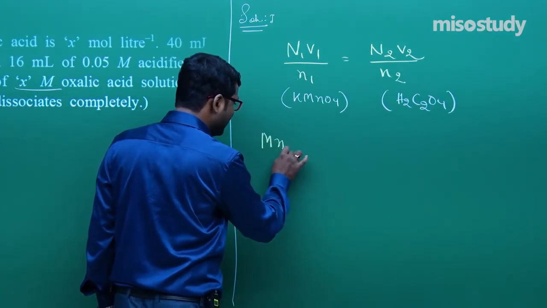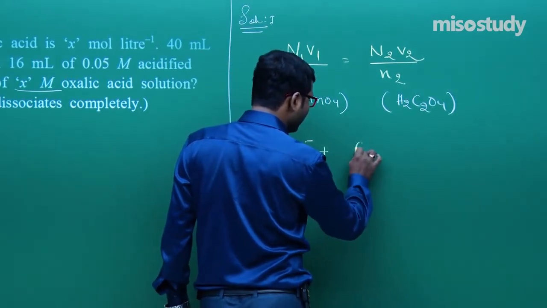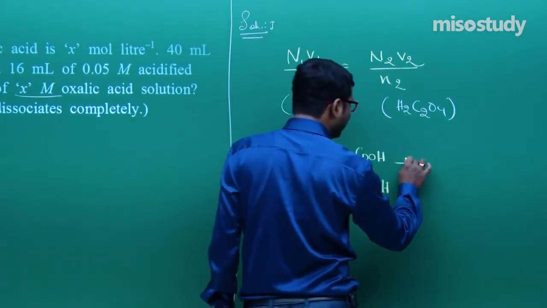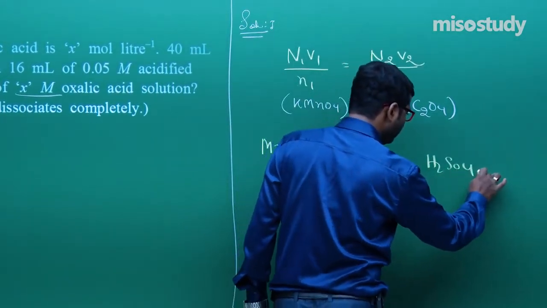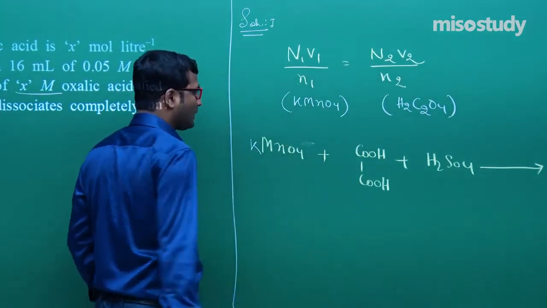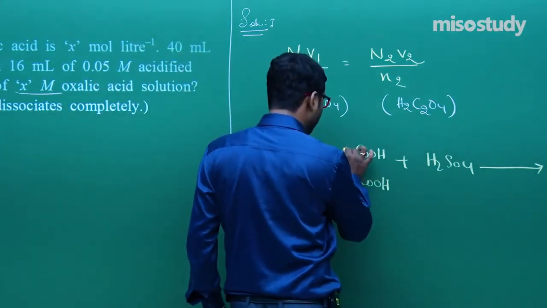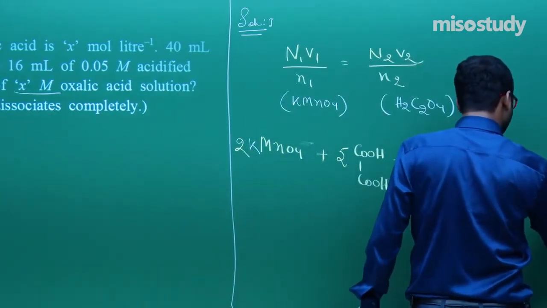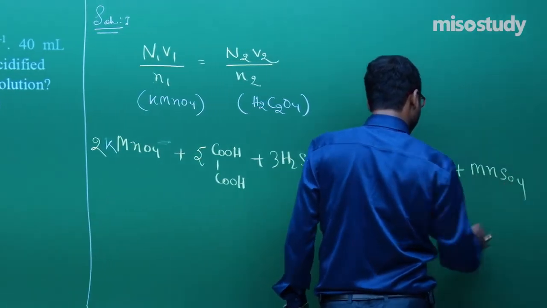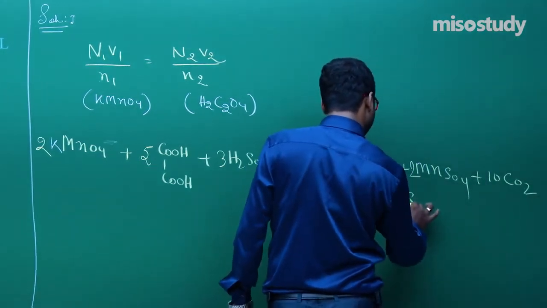What is the equation? That is MnO4 minus with oxalic acid. It can be written as COOH COOH or H2C2O4 plus H plus, that is the H2SO4. This is the reaction, and this is the KMnO4, from where this MnO4 comes. Now put here 2, put here 5, put here 3, and it gives you K2SO4, MnSO4 plus 10 CO2 plus 8 H2O.